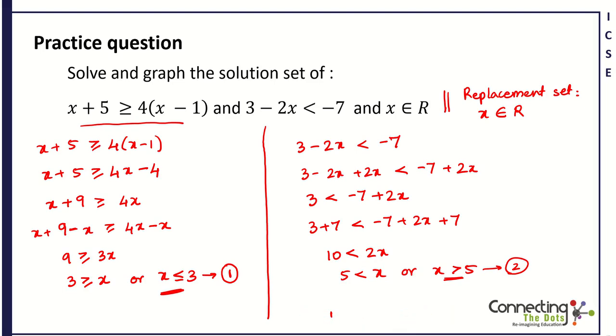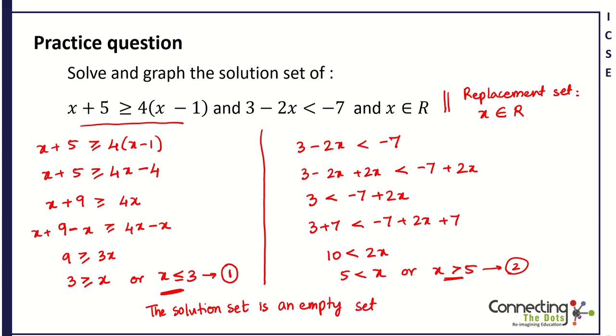So we can conclude that the solution set is an empty set. That means it has no solution. It's a null set or an empty set. No solution possible.